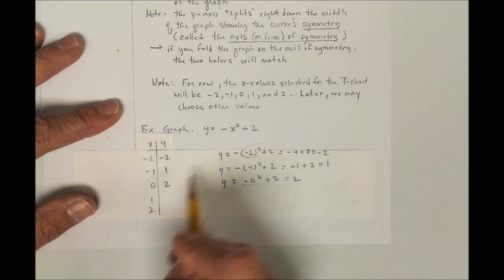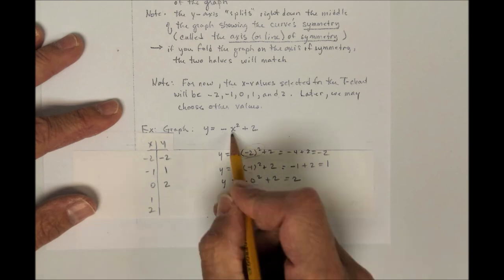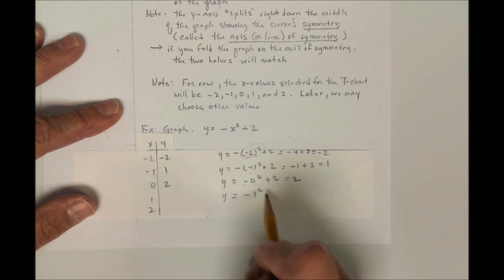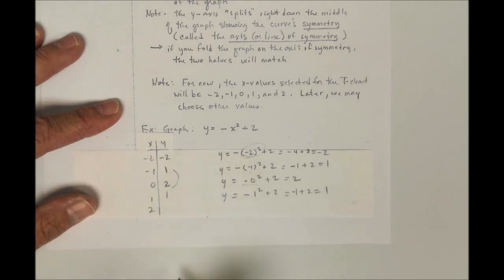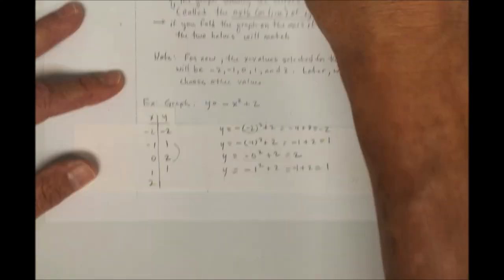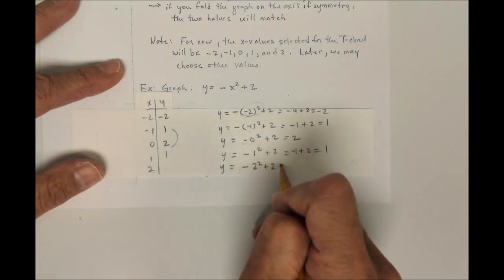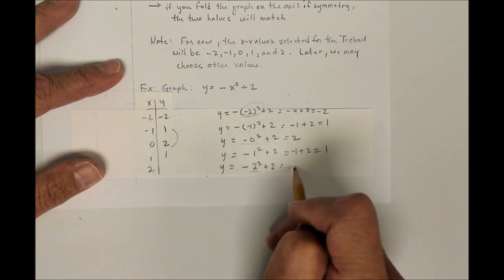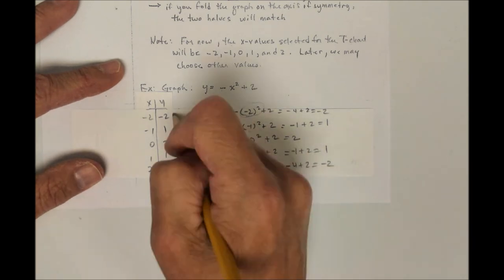And then I plug 1 in, and you'll see some symmetry coming up here. If I plug 1 in, I get the opposite of 1 squared plus 2. Well, 1 squared is 1, so that's negative 1 plus 2, which is positive 1. And you can see how these two matched up. If I plug 2 in, one more here, I get y equals the opposite of 2 squared plus 2. This is 4 here, so this is negative 4 plus 2, or negative 2. And you can see that these matched up.